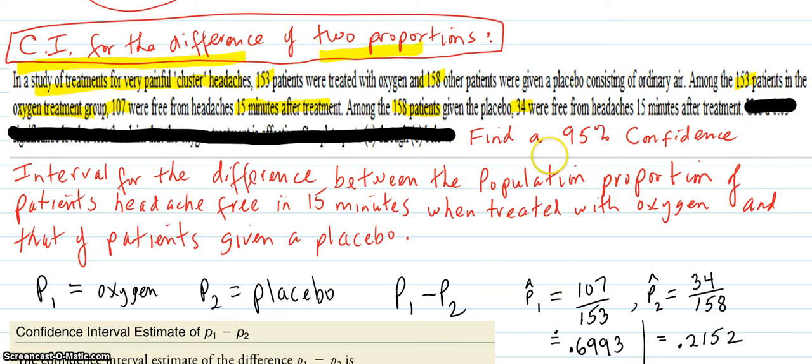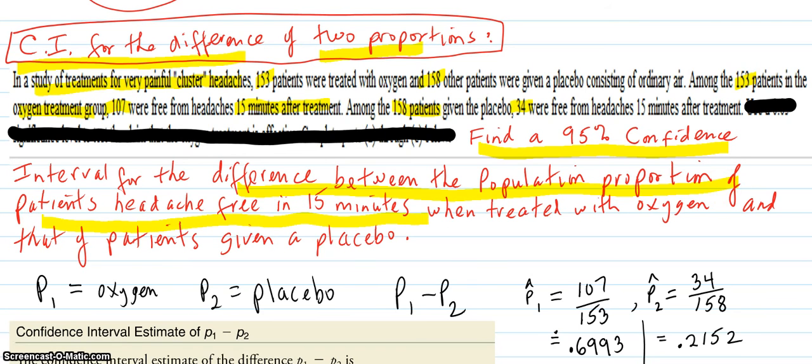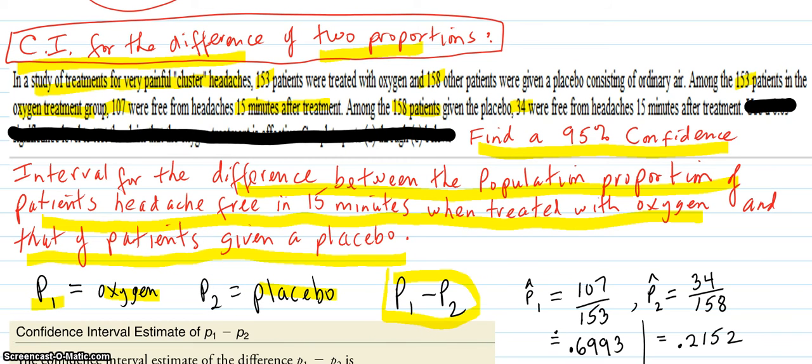So I'm making up the question here. Find a 95% confidence interval for the difference between the population proportion of patients headache-free in 15 minutes when treated with oxygen and that of patients given a placebo. So if P1 is the oxygen group and P2 is placebo, then we're after this difference here for the true difference in the population proportions.